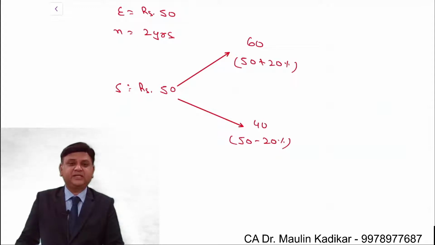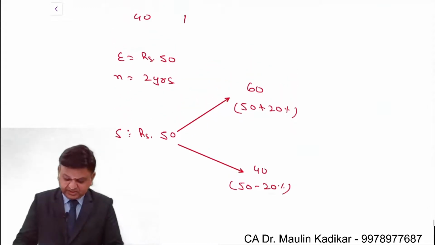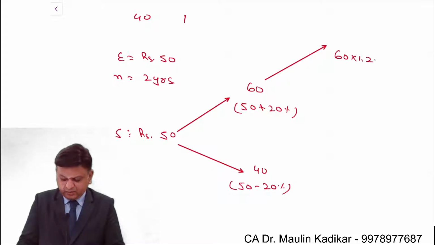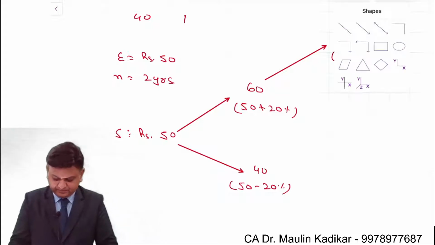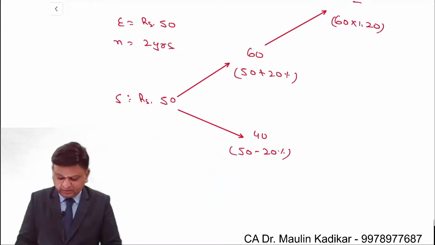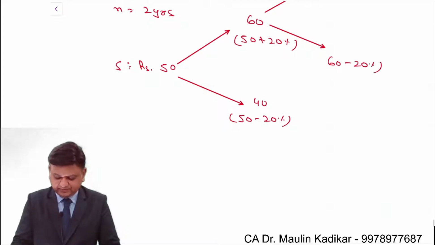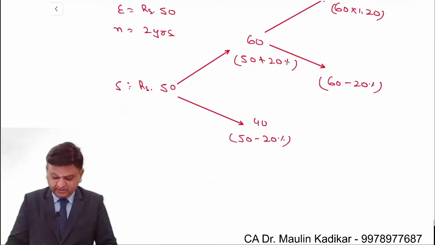Whatever is the price at the end of the first year will have a further similar change. The price may increase by 20%. So in that case it is 60 into 1.20. That comes to 72. Or it may fall down by 20%. So it is 60 minus 20%. That comes to, I think, 48.